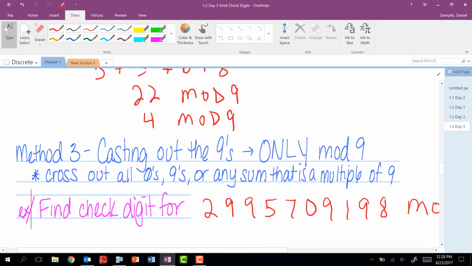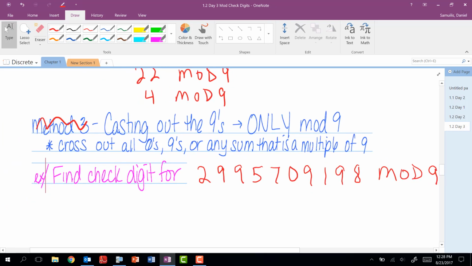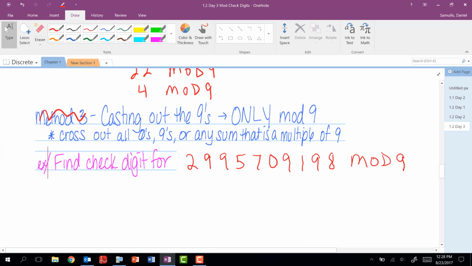All right, so this isn't really method 3. It's just another way of doing this. Now look at this ID number, and it's a mod 9 scheme. So this is 1, 2, 3, 4, 5, 6, 7, 8, 9, 10 digits. The 11th digit is the check digit. So D sub 11 is whatever mod 9 of the previous 10 is. That's what a mod scheme is. So we should be able to figure that out.